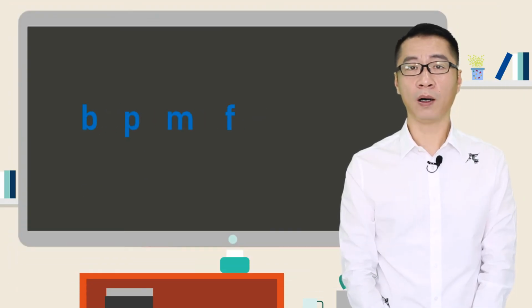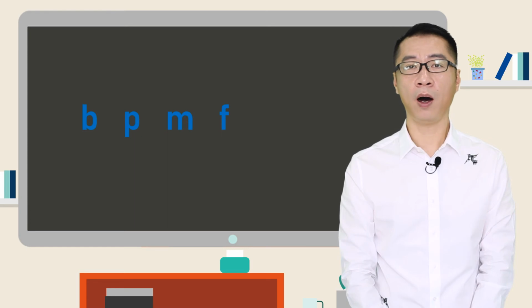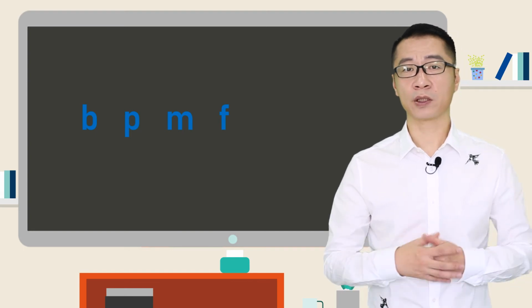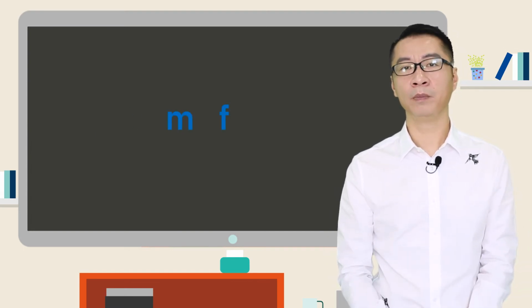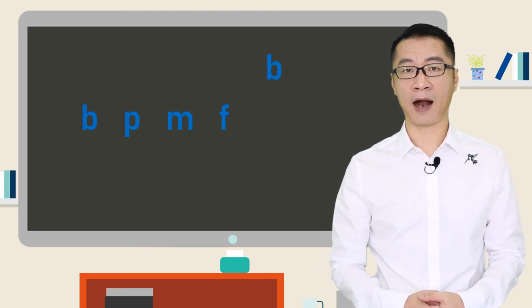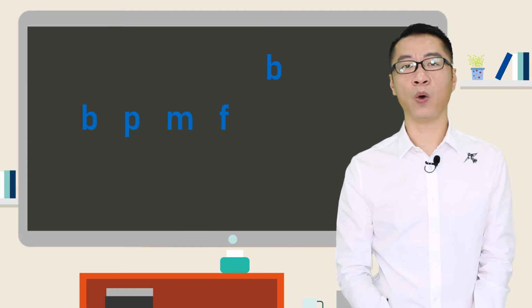The initials b, p, m, f are called labials because the lips must be used to pronounce them. For b, close the lips tightly and then air suddenly bursts out when pronounced.